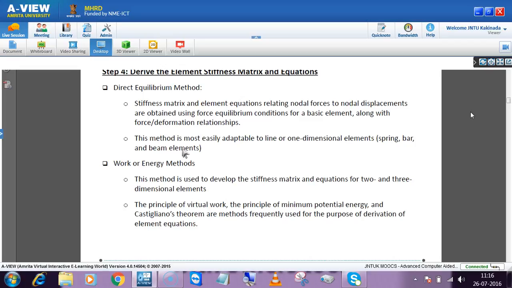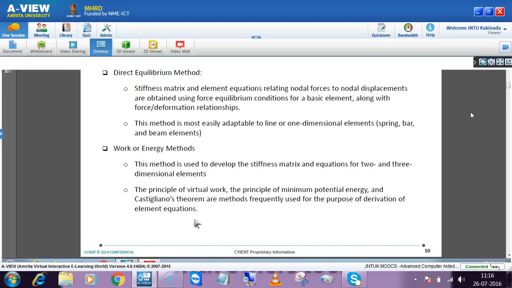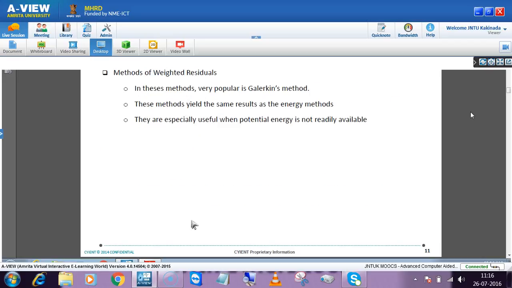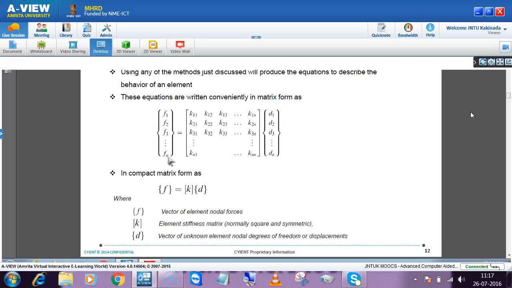Then we have other methods like work or energy methods. The direct equilibrium method is usually useful only for 1D problems, whereas for 2D problems, you need to go for work or energy methods. So we have the principle of virtual work, principle of minimum potential energy, and Castigliano's theorem, which are the methods used for this type of work or energy approach. And the third is the method of weighted residuals. These are similar to energy methods. These are the methods which we use to develop the stiffness matrix.